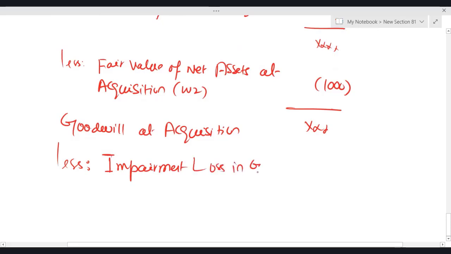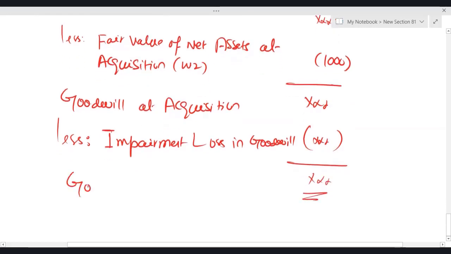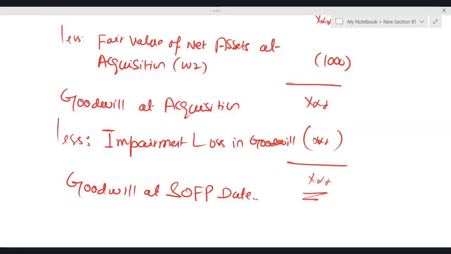Impairment loss in goodwill. You will get goodwill at SOFP date. So that will be the goodwill which you have to show in the statement of financial position. Okay.